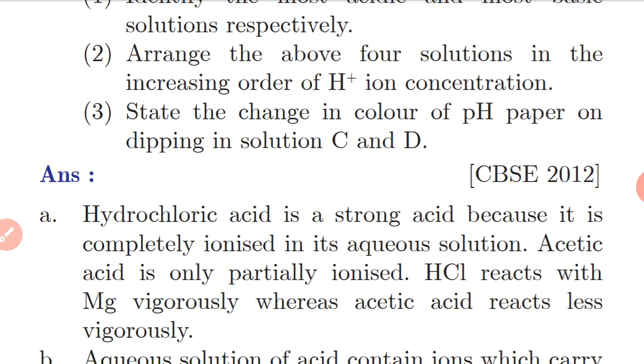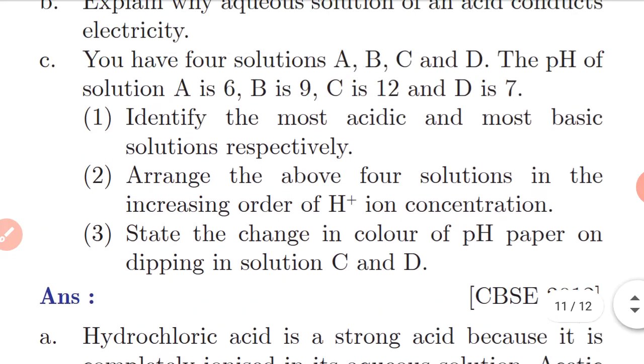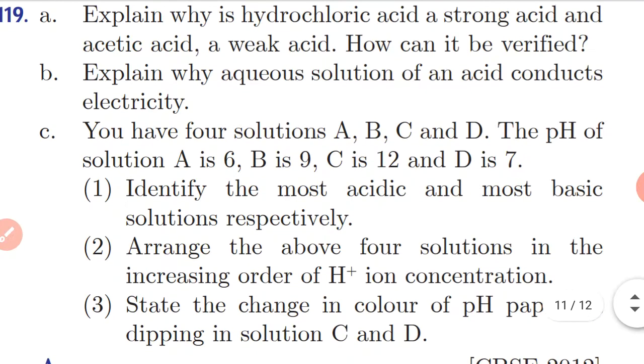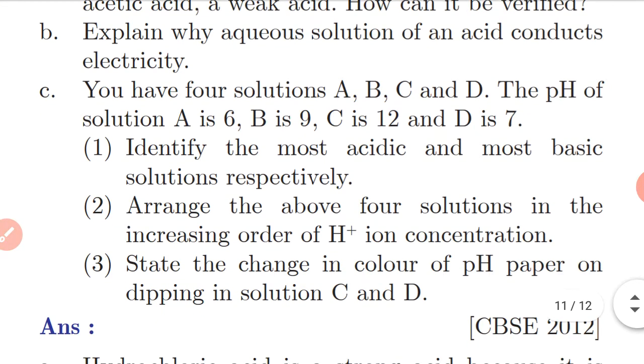Here HCl reacts with magnesium vigorously, whereas acetic acid reacts less vigorously. It means that HCl will react faster with metals, whereas acetic acid will react at a very low speed. So that's why we can say that HCl is a strong acid. Okay. Next question is, explain why aqueous solution of an acid conducts electricity.